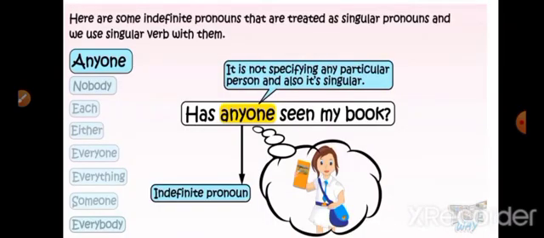Here are some indefinite pronouns that are treated as singular pronouns and we use singular verb with them. Has anyone seen my book? It is not specifying any particular person and also it's a singular. Here anyone is indefinite pronoun.